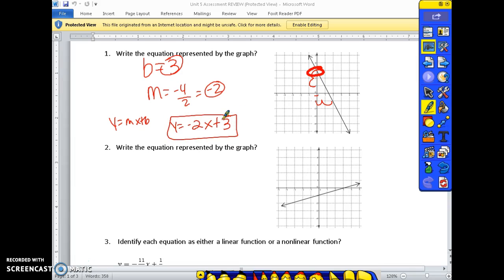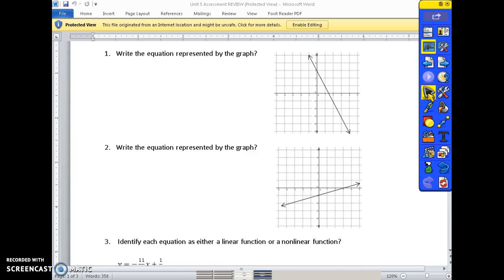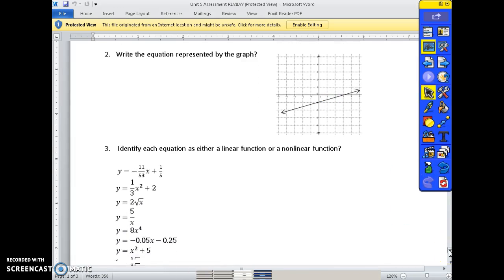Number 2 crosses the graph at negative 1, so our b is negative 1. And we're going up 1 and to the right 3. So our slope is 1 over 3, which gives us an equation of y equals 1/3 x minus 1. So that is all you have to do to identify equations from a graph.